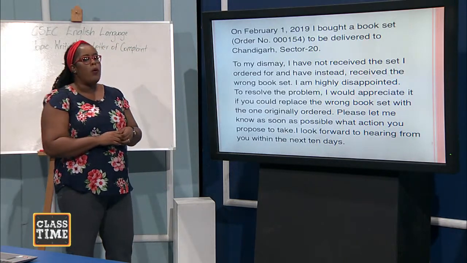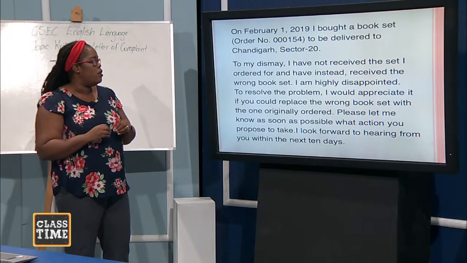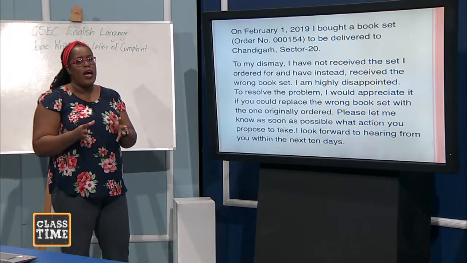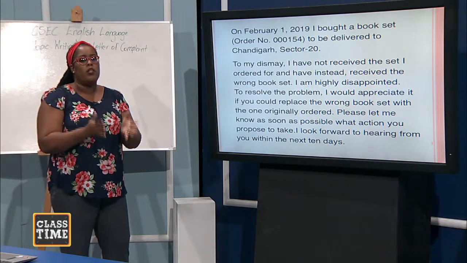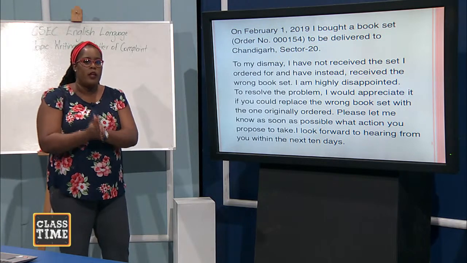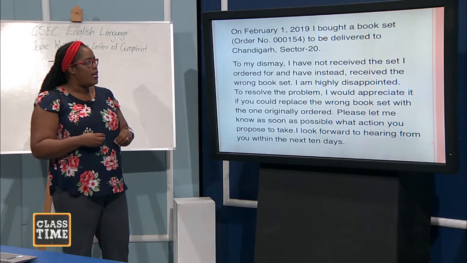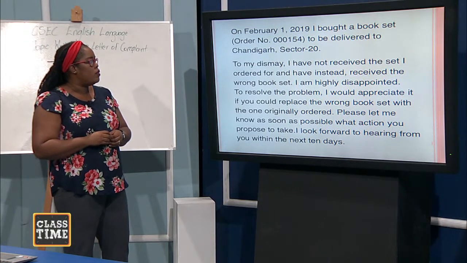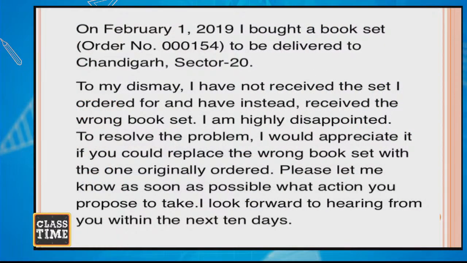All right, now we're going to be looking at the body of the letter of complaint. Remember, this person purchased a set of books, but it was not the specific set of books that they purchased that they got. So, on February 1, 2019, I bought a book set, order number 000154, to be delivered to Chandigarh, Sector 20. See? Specific, right? So the order number is there.